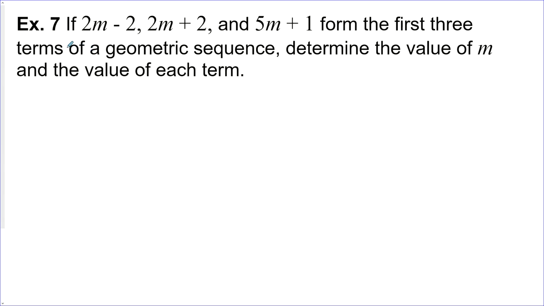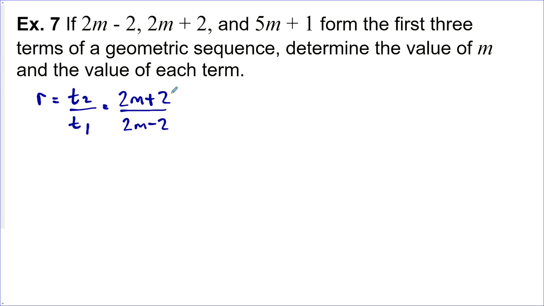Example 7 is pretty interesting. We've got 2m minus 2, 2m plus 2, and 5m plus 1 are the first 3 terms of a geometric sequence. Determine the value of m and the value of each term. So this one, it's not entirely obvious what we're multiplying, even though we're given 3 consecutive terms. So our r is equal to, say, T2 divided by T1. That would be 2m plus 2 divided by 2m minus 2.